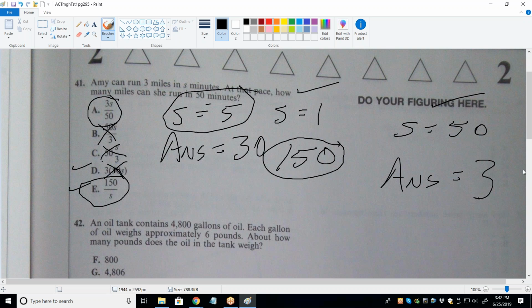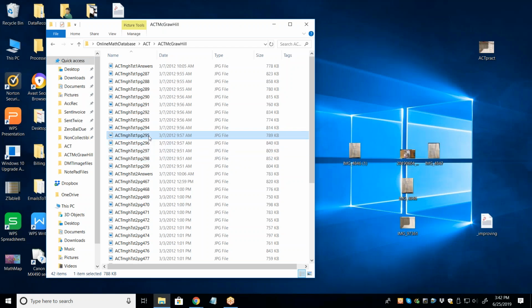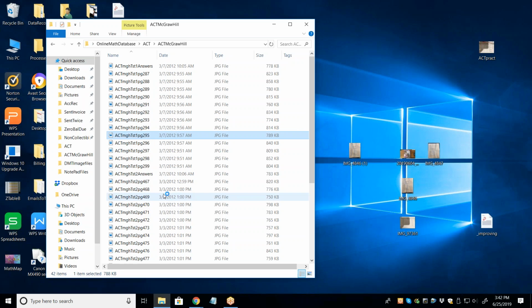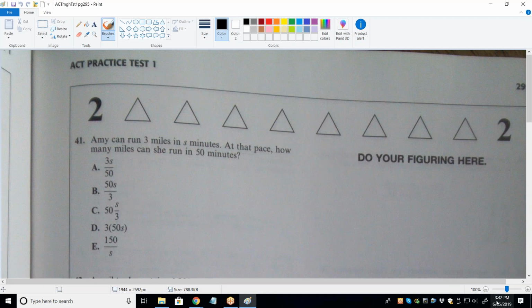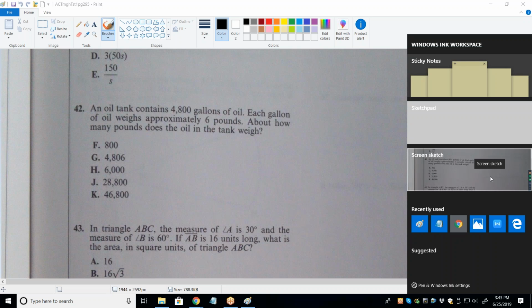Yes, sir. All right. Let me, yeah, for some reason, let me reopen this page. It didn't want to let me open my cursor tool. Let's see, I want to do 42. Yeah, we're good to go now.